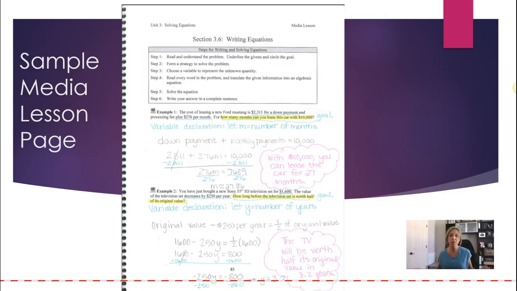Here is an example of what you'll be writing down while you're watching the media lessons. This page is from your student workbook, and then you notice there's space for your own handwriting. You want to show your work for every example and for every you try it problem. This is preparing you to take the quizzes and the exams. By writing down your work, you're making sure that you're comfortable with all the steps required to solve a problem.